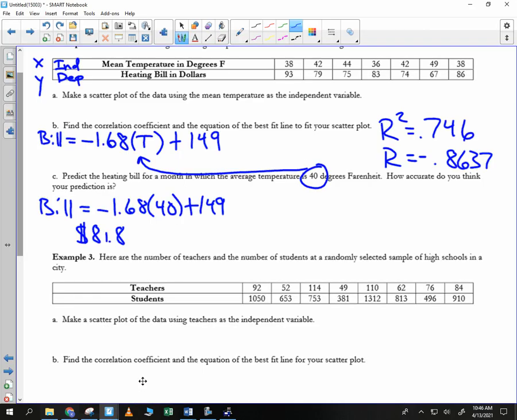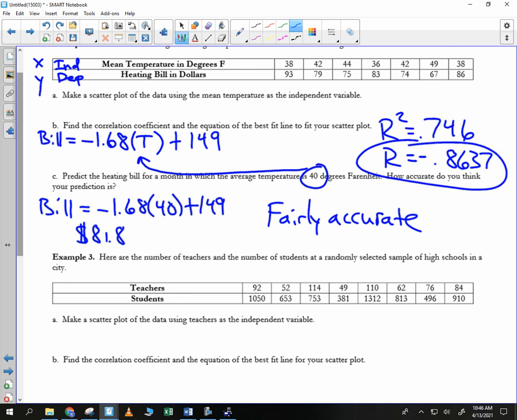We do the second part. We could make another prediction as well, but it says, how accurate do you think your prediction is? What do you guys think? Think it's fairly accurate? Yeah, I would say fairly accurate. And I say that because our r value is so strong as you look at the data.